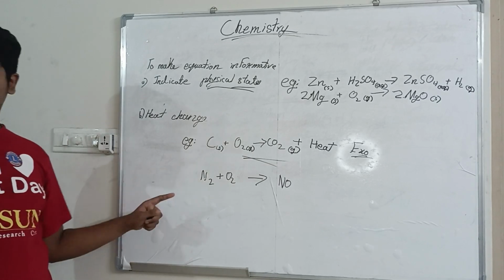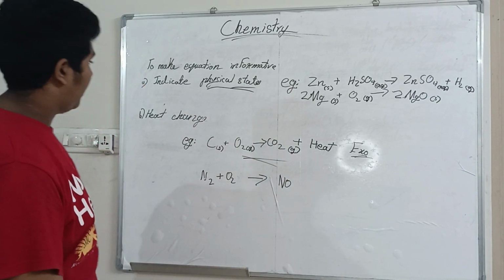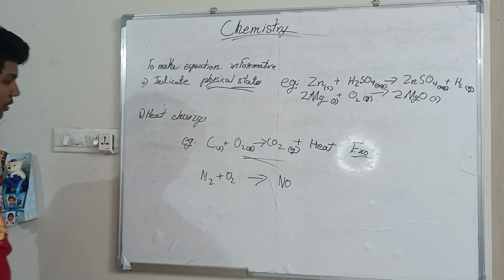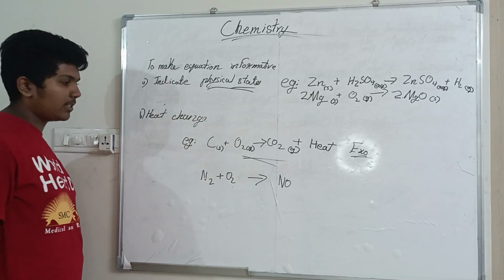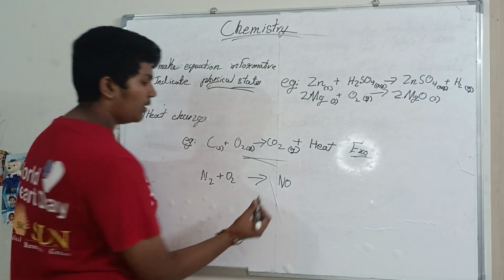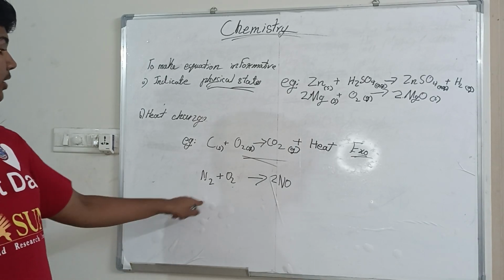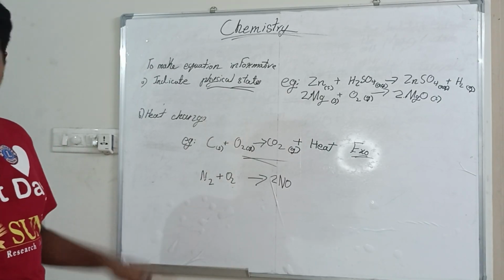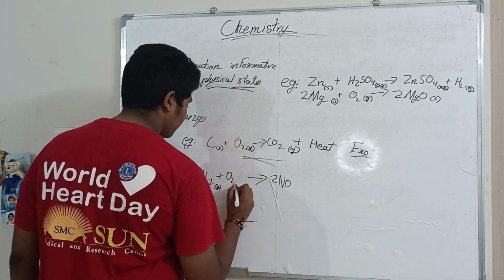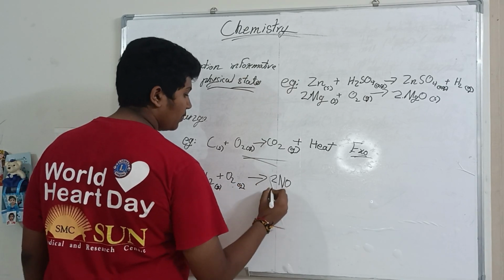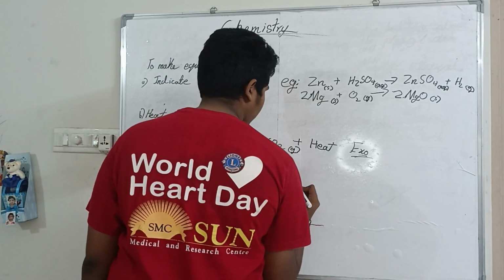Now next example, N2 plus O2 gives you NO. But it's not balanced, right? Here 2, here 2, here 1, 1. So not balanced, right? Easy to do, just multiply here by 2. So balanced. Now N2 and O2 are both gases, which means this is also gas, right? So here, yes.